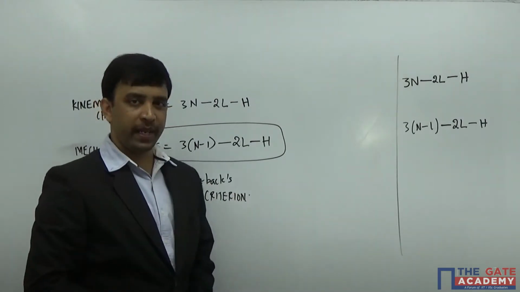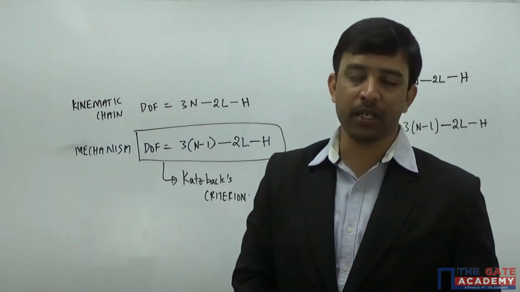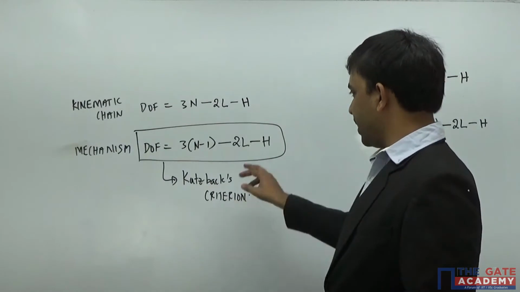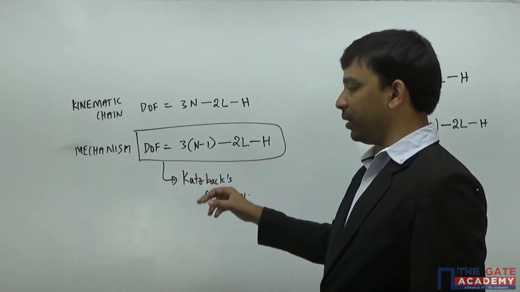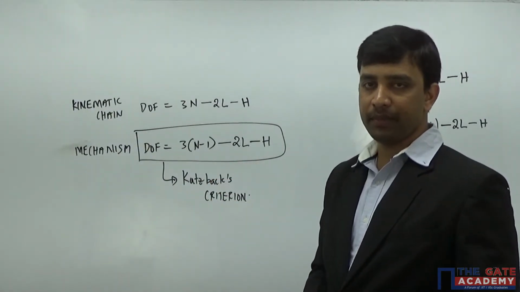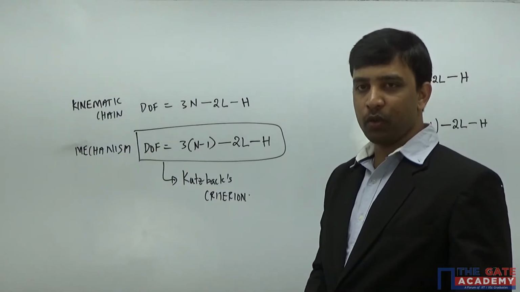This is called Kutzbach's criterion. Kutzbach's criterion is a generalized equation. Whether the mechanism has higher pairs or lower pairs, I can use this equation for calculating degrees of freedom. There's one more criterion, that's Grübler's criterion.